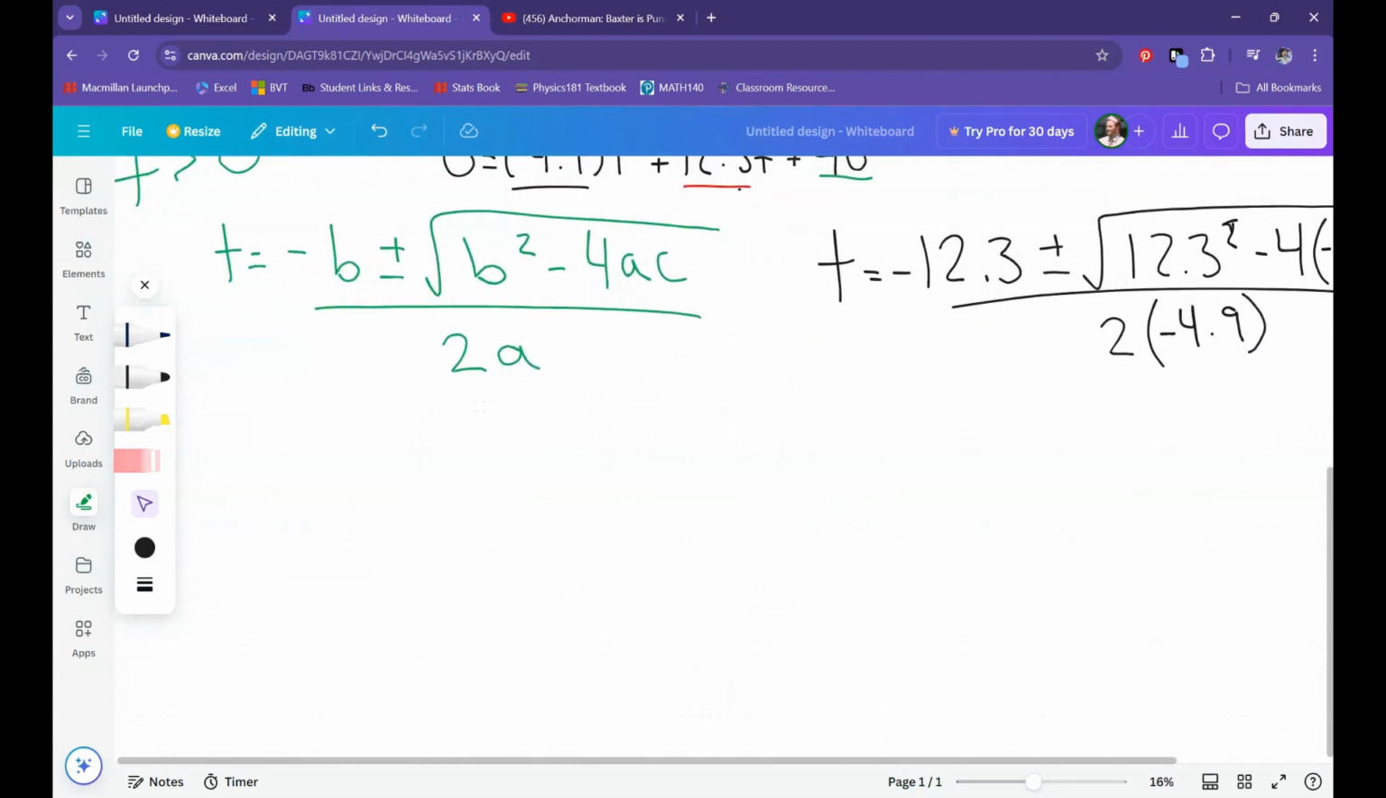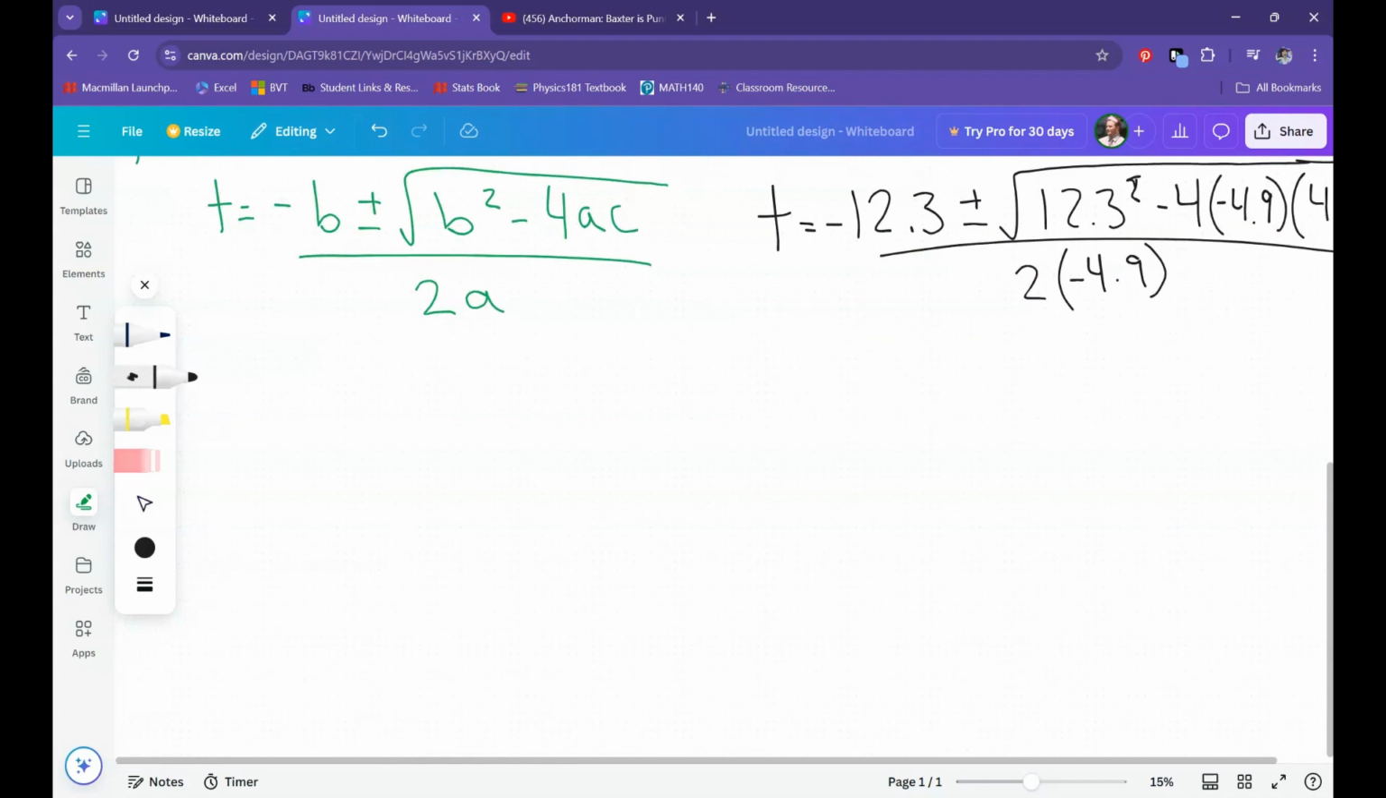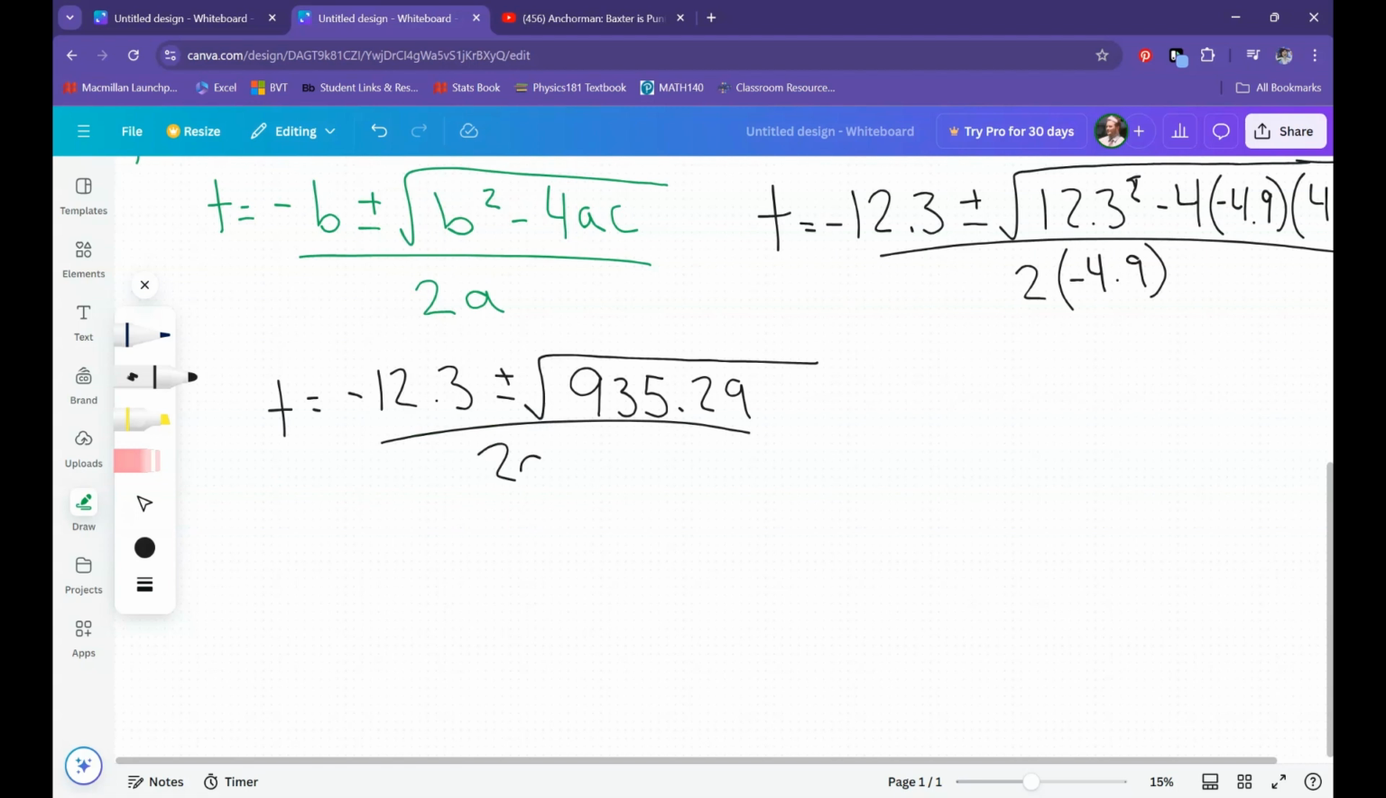You can go ahead and do that by yourself too. I just found it easier to type all of that into a calculator. So we have t equals negative 12.3 plus or minus the square root of, ended up being 935.29, all over 2 times 4.9, which gets us back to that 9.8. So now we're going to take the radical and solve for that.